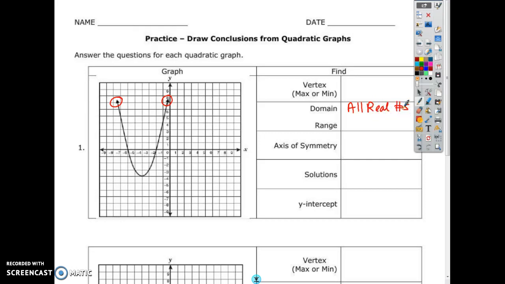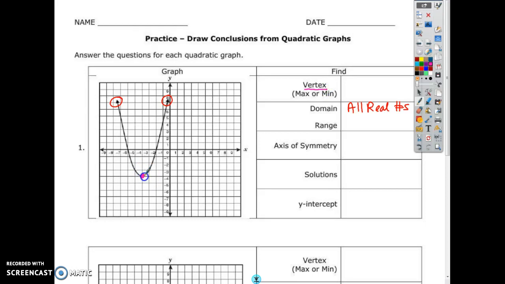Okay, so again, this one's going to go to the left forever and ever and to the right forever and ever. So the domain is all real numbers because domain goes from left to right. Okay? The next easiest one is the vertex.